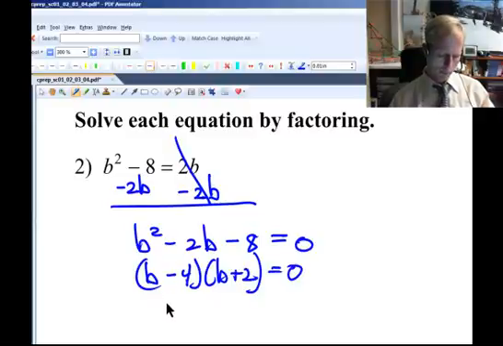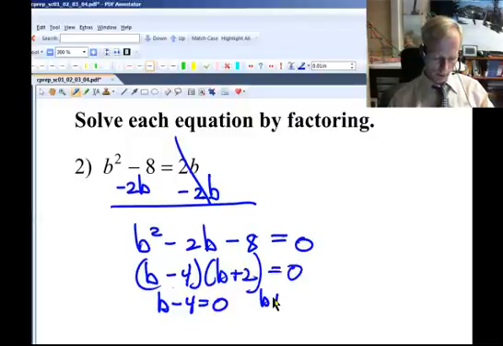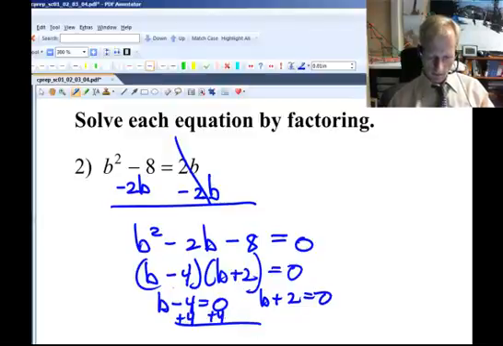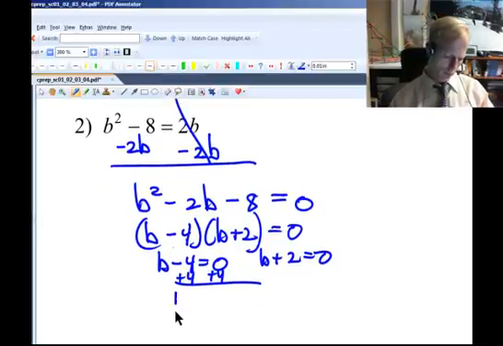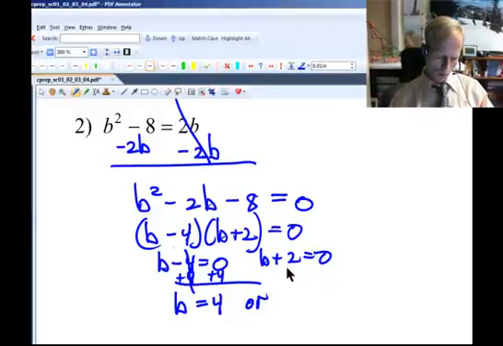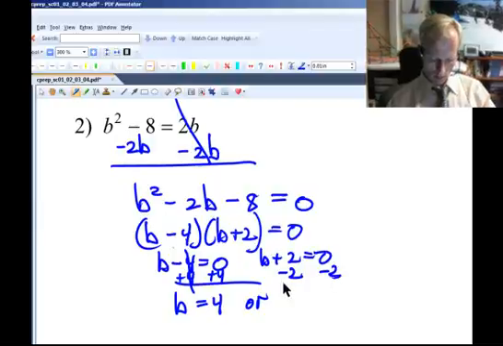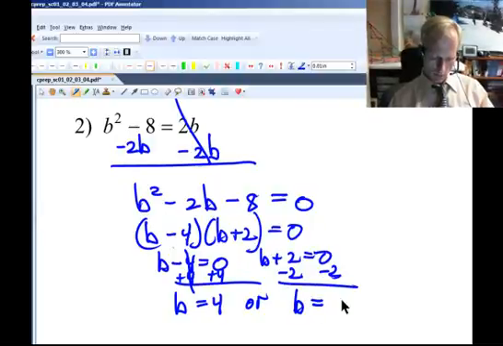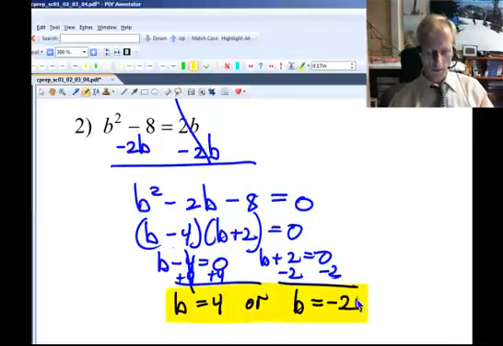And that means, to find my solutions, I set each factor equal to 0 and solve for the variable. So I end up with b equals 4 or b equals negative 2. And I'm all set.